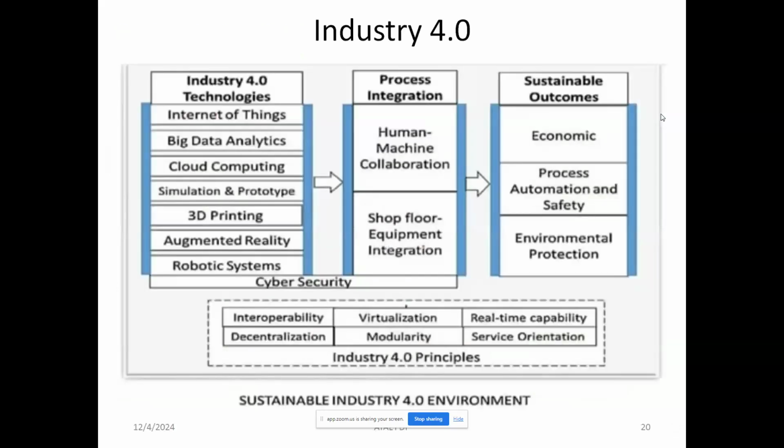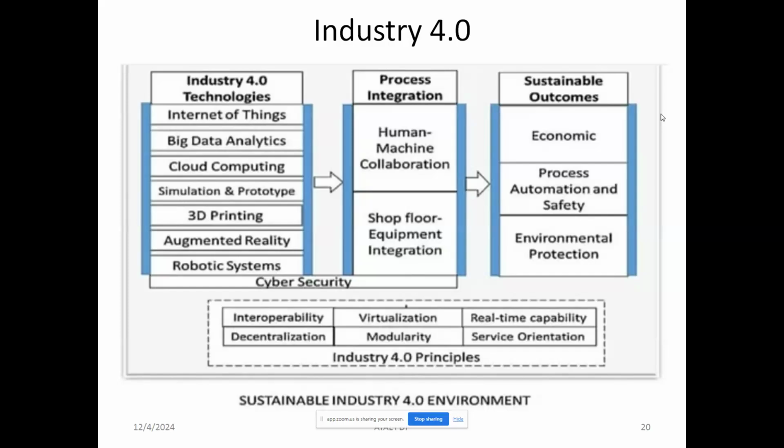And Industry 4.0 technologies, as I already mentioned, are Internet of Things, big data analytics, cloud computing, simulation and prototype, 3D printing, augmented reality, virtual reality, and robotic systems. And there is process integration. All these things have been integrated or interconnected in order to ensure human to machine collaboration. There should be communication for man to machine collaboration as well as shop floor to equipment integration and machine to machine integration. So for the sustainable outcomes with respect to Industry 4.0, we are able to improve the economic considerations, automate the process with safety, and protect the environment. So there is an assured protection of the environment. So cyber security is the key factor for following Industry 4.0.